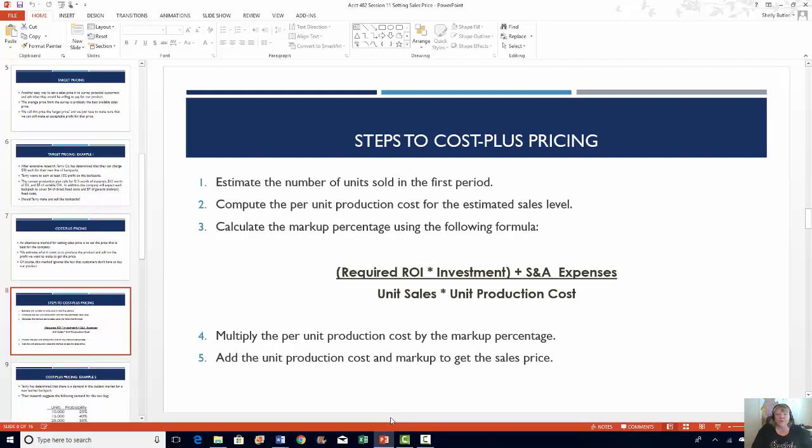So now the steps to cost plus pricing. We want to estimate the number of units sold in the first period. And then we want to compute the per unit production cost for the estimated sales level. And we want to calculate the markup percent using the following formula. Required return on investment multiplied by the investment plus the S&A expenses divided by the unit sales multiplied by the unit production cost. And then we multiply the per unit production cost by the markup percentage. And finally, we add the unit production cost and markup to get the sales price.